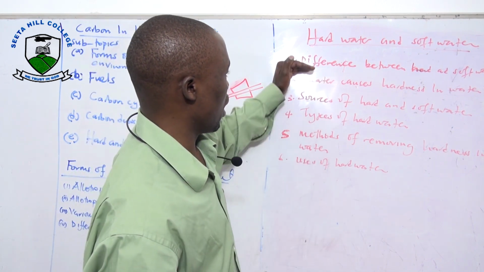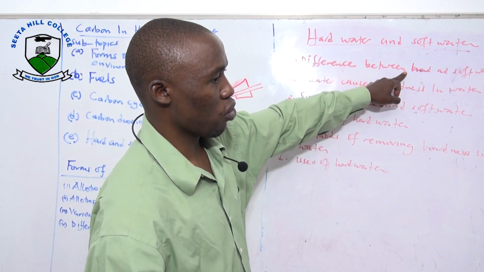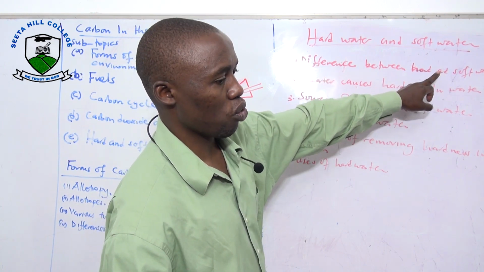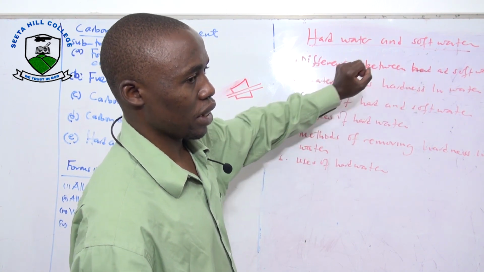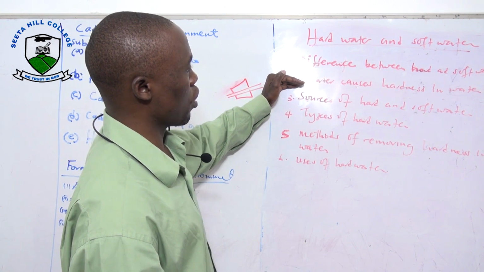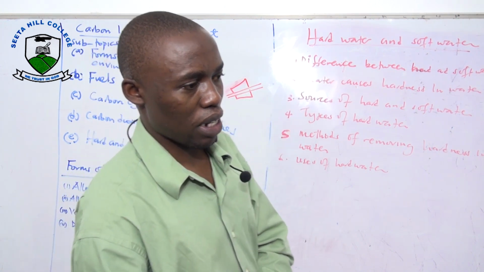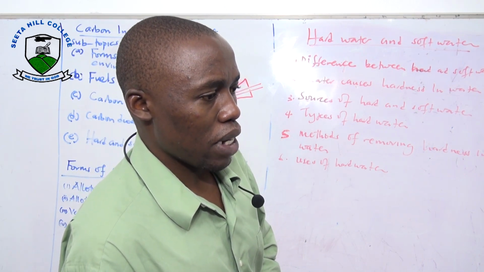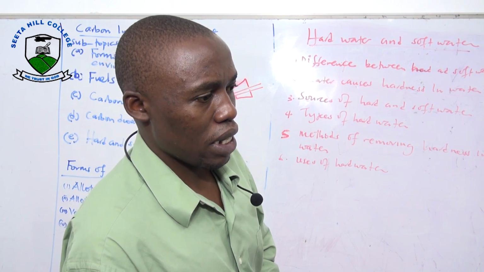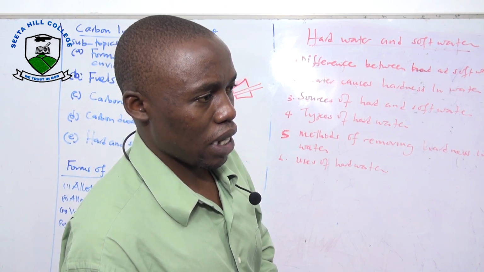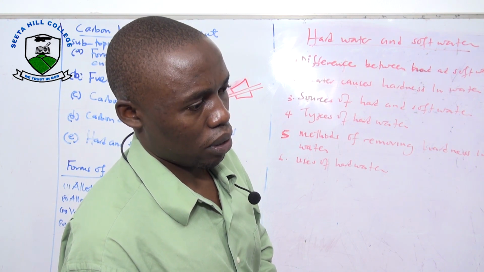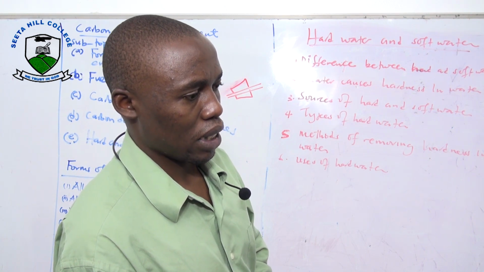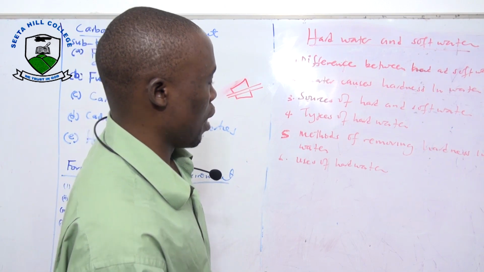That means the difference between hard and soft: you told me hard water does not make lather easily while washing with soap, while soft water makes lather easily with soap. Now we dropped here what causes hardness in water. We have seen that it is caused by the mineral salts containing magnesium and calcium that are found in the earth's crust.